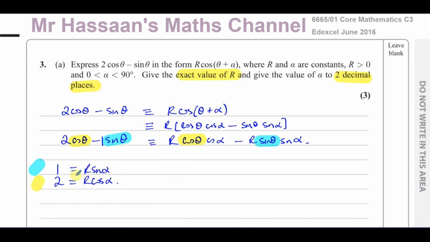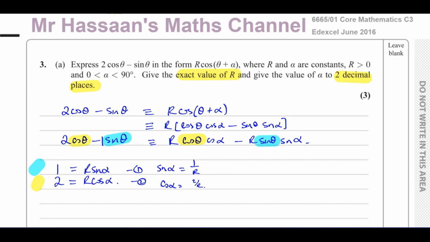Okay, so here we have these two equations. Now we can solve this in two different ways. We can solve this equation to find r and alpha. One way is to rewrite these as sine of alpha is equal to 1 over r, and the cosine of alpha is equal to 2 over r.